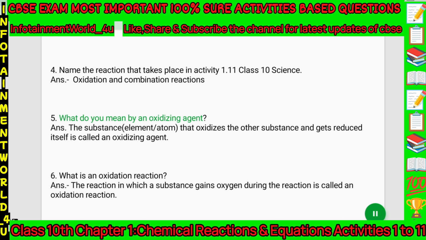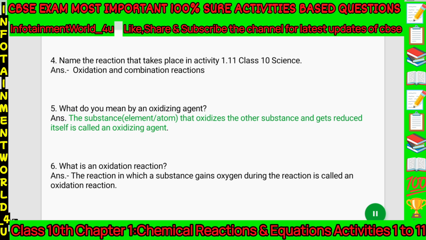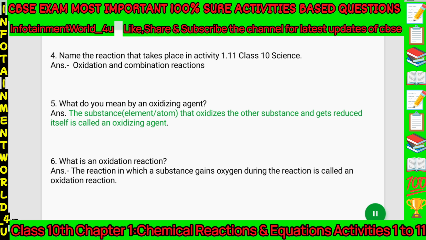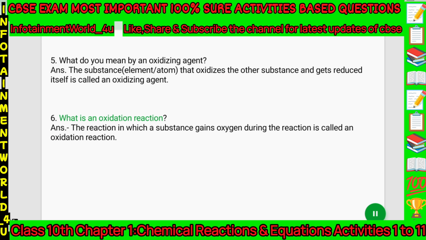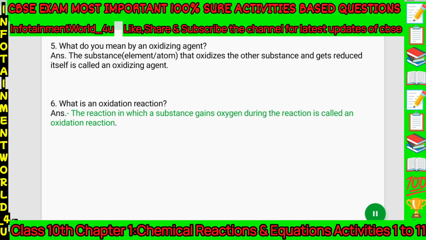5. What do you mean by an oxidizing agent? Ans. The substance, element, atom, that oxidizes the other substance and gets reduced itself is called an oxidizing agent. 6. What is an oxidation reaction? Ans. The reaction in which a substance gains oxygen during the reaction is called an oxidation reaction.